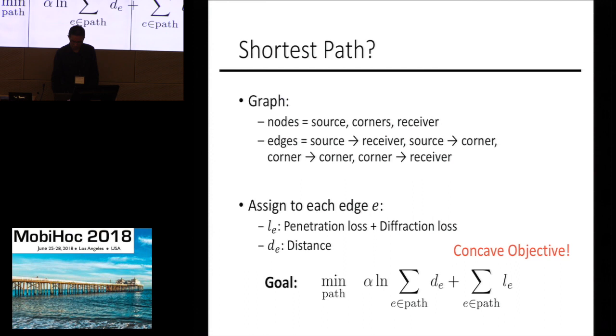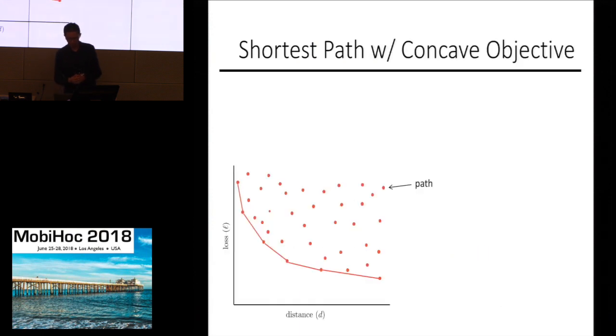So what can we do for the next step? In the next step, I'm going to tell you some key ideas of minimizing a concave objective in the shortest path problem. So first of all, let's plot each path on this two-dimensional subspace generated by the total distance and the total loss. So here each red dot corresponds to a path. And if you look at this, the leftmost red dot corresponds to a path with the minimum distance. And the bottommost red dot corresponds to a path with the minimum loss.